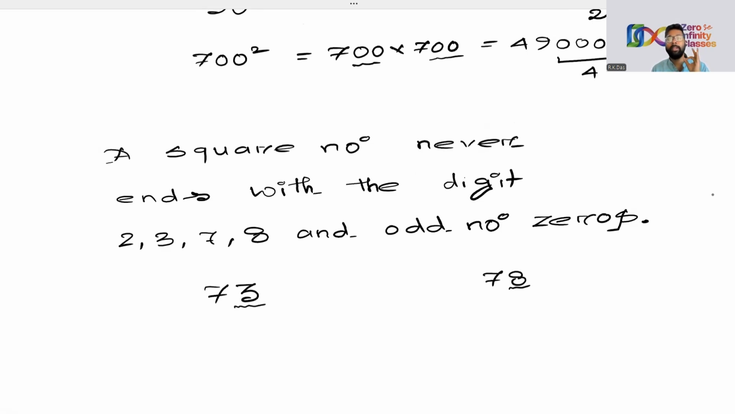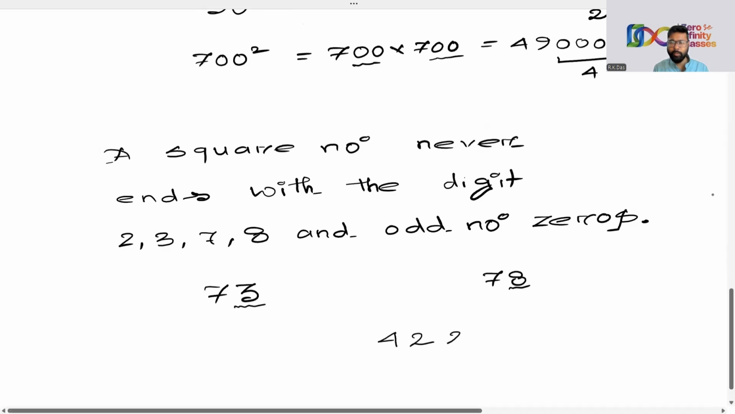Again, I'm repeating, if a number has 2, 3, 7, 8 in the unit place, or the last digit is 2, 3, 7, 8, or an odd number of zeros, then we can clearly say that the number is not a perfect square. Again, suppose I'm writing 422. Is it a perfect square? No. Why? Because the last digit is 2.